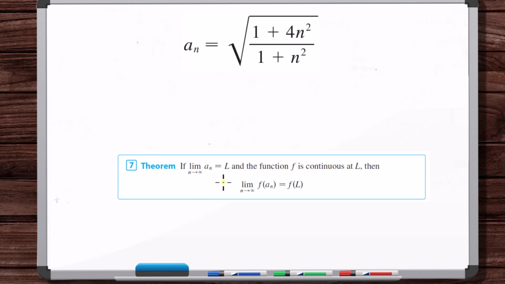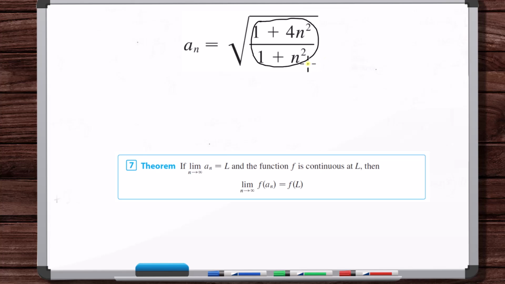So it's this theorem here. If the limit of a certain sequence is equal to L, and there's a function f that's continuous at L, then the limit of the sequence applied into the function is equal to the function evaluated at L. What that's saying is that if we look at what's inside the square root here, and treat just this as a sequence, and the square root is continuous at that limit, then the limit is the function evaluated there.